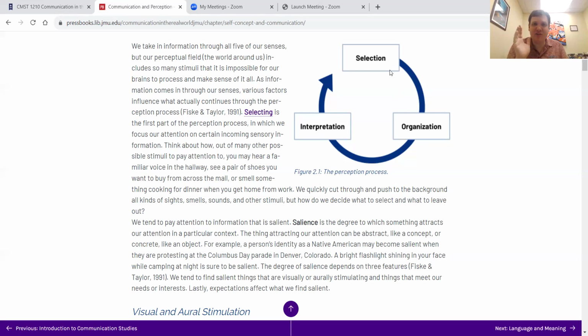Right now you're listening to a textbook lecture. If you're scrolling on your phone at the same time, checking your emails while this is playing in the background, you may not be as focused. You're selecting to focus on something else, right? So we have some control over the information that we're selecting in terms of our perception process and how we're perceiving the situation.